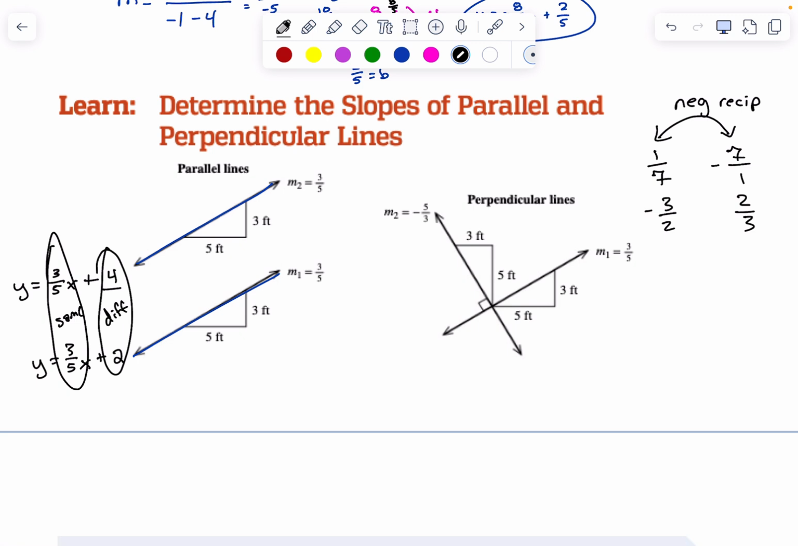Now, what are perpendicular lines? They're lines that intersect and make a 90-degree angle. I have geometry kids that are like, oh, they're intersecting lines. Well, yeah, kind of, but they make a right angle when they intersect, right? That's the special thing about perpendicular lines, because regular lines can intersect, but they are not necessarily perpendicular, right?